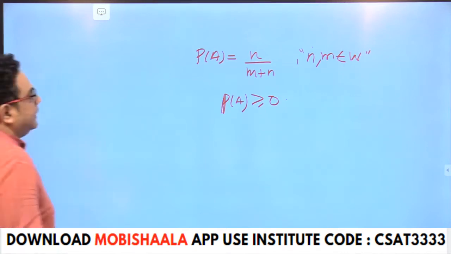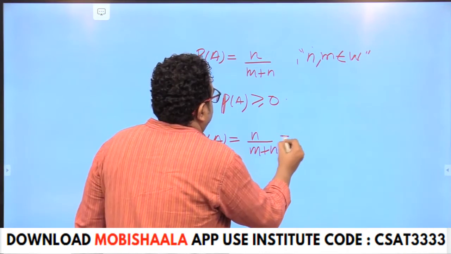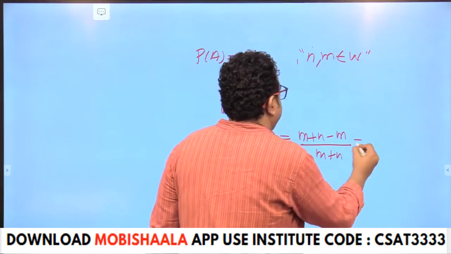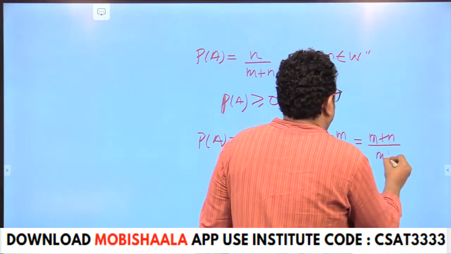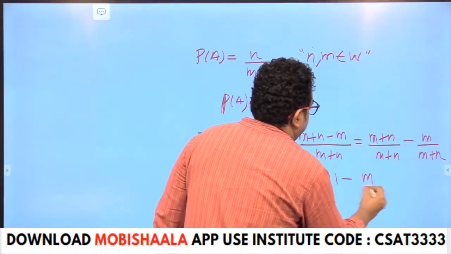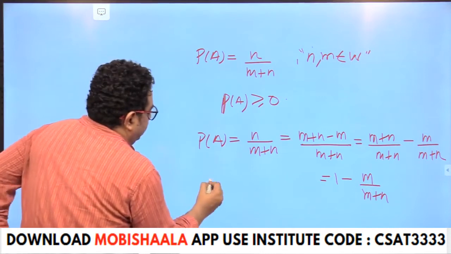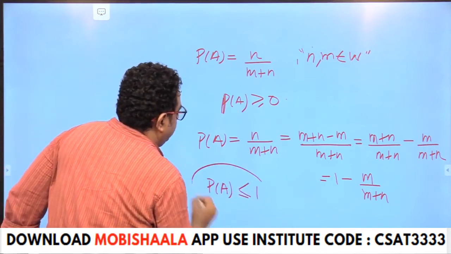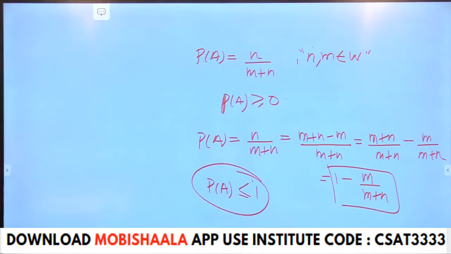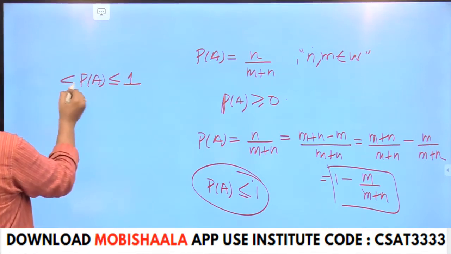And secondly, this probability of A, n upon m plus n, can be written as m plus n minus m upon m plus n, which is m plus n upon m plus n minus m upon m plus n, which is 1 minus m upon m plus n, isn't it? So can I say that probability of event A is always less than or equal to 1? See this, 1 minus something. So today onwards, keep this in mind, that probability of any event lies between 0 and 1.